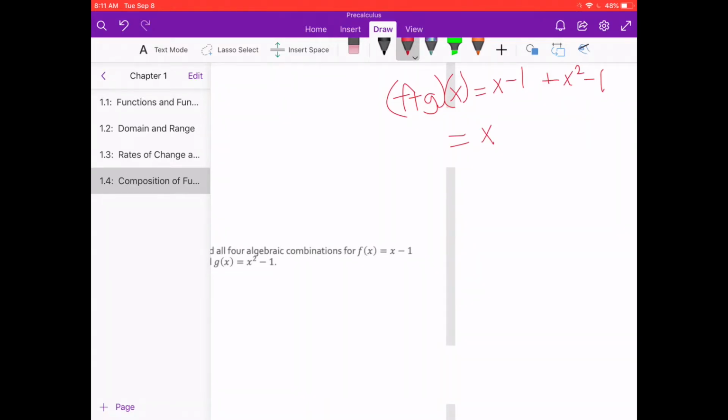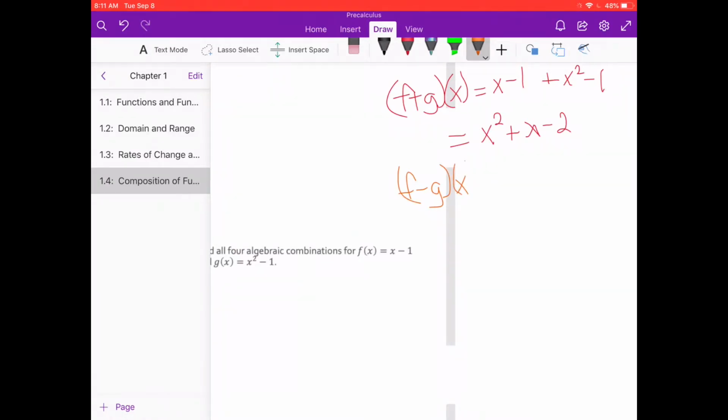x squared is by itself. That positive x doesn't have anything to go with it. And then the minus 1 means minus 2. So that's our sum of f and g. Let's look at f minus g now.